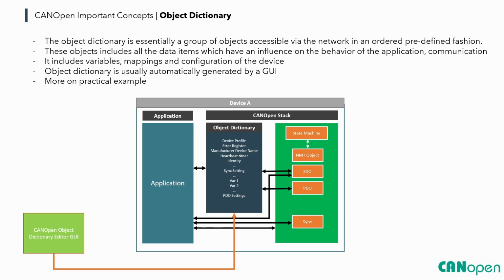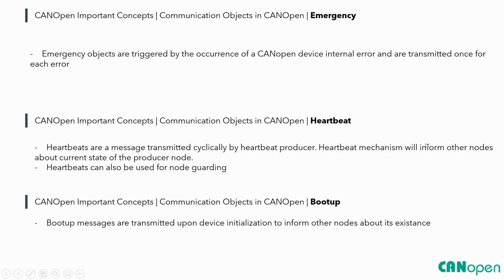Usually we generate the object dictionary automatically with a GUI, which we'll talk about later. It's called the EDS Editor in the CANopenNode stack. For now, just know that there is an object dictionary that holds the variables and configuration for the device. We generate it using a GUI, and then the CANopen stack uses it for configuring itself. Okay, so let's go to the next slide.